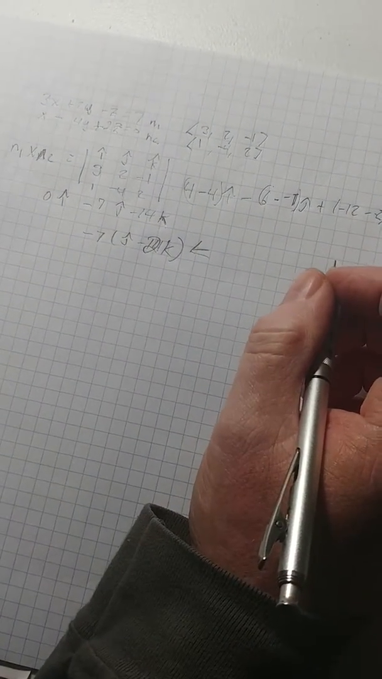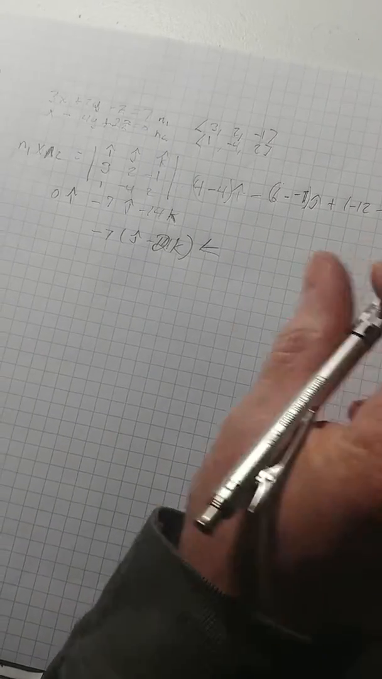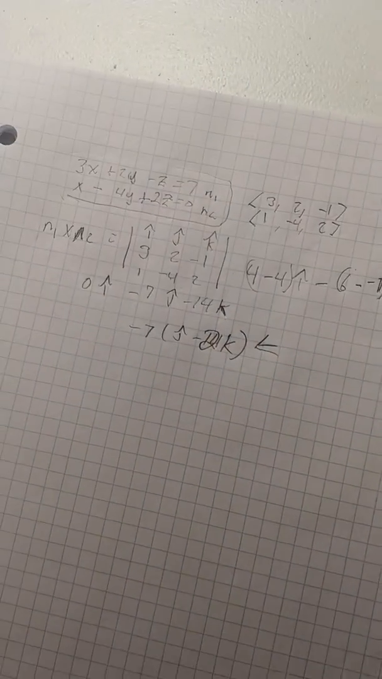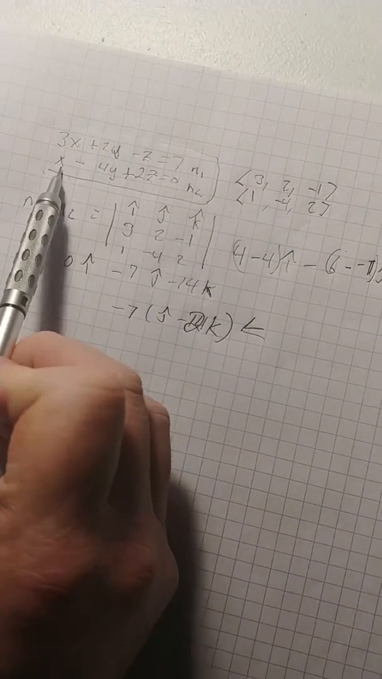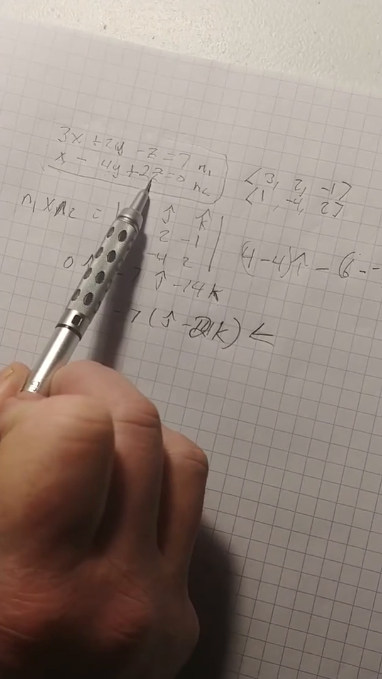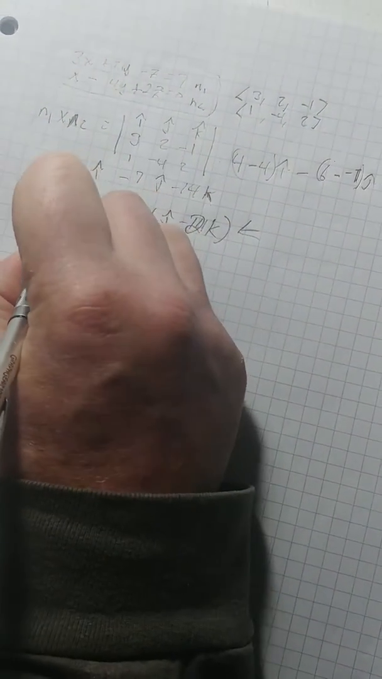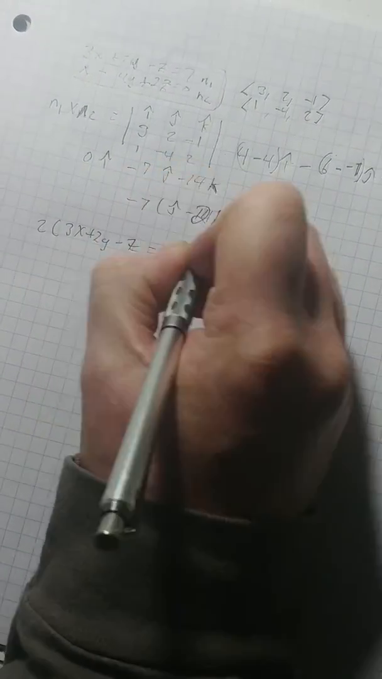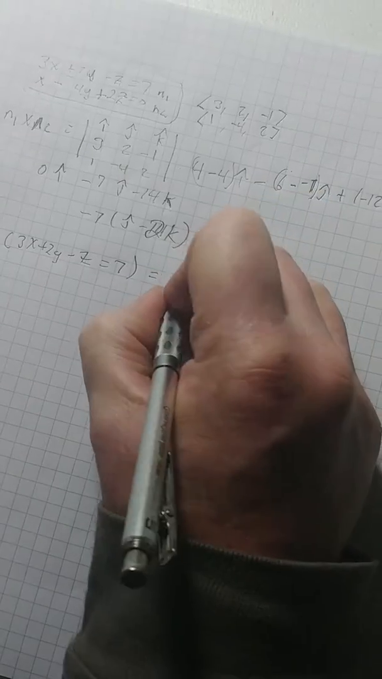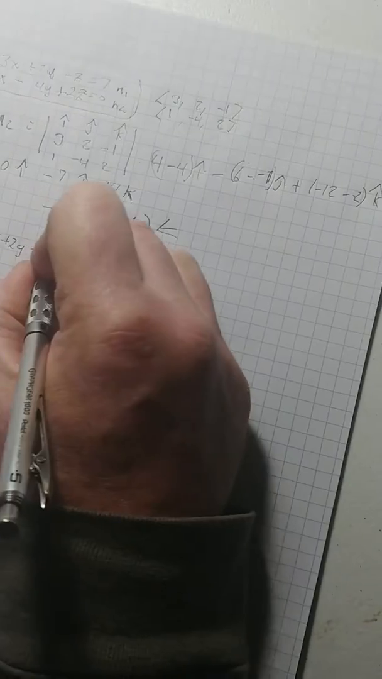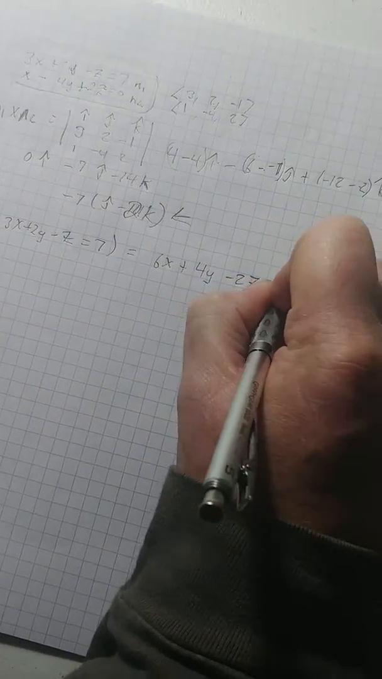Okay, so the second thing we need to do is find a point of intersection. And the way we do that is we do a little bit of substitution. I'm going to take these two equations right here. If I multiply the first equation by 2, I can eliminate both the y and the z. So 2 times the first equation is going to be equivalent to 6x plus 4y minus 2z is equal to 14.